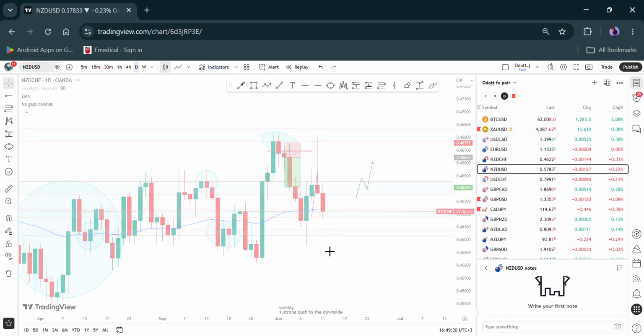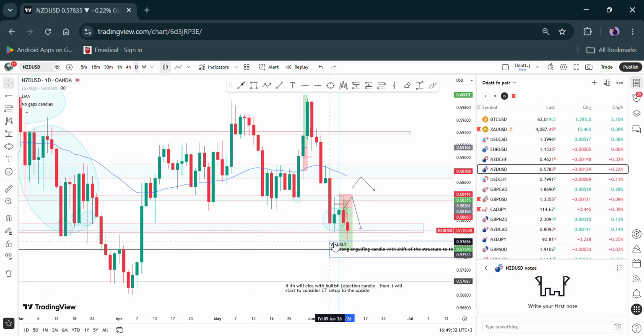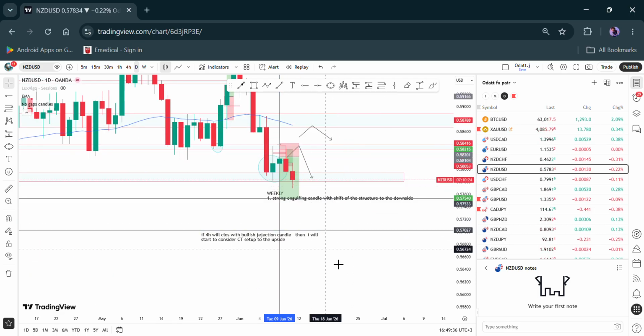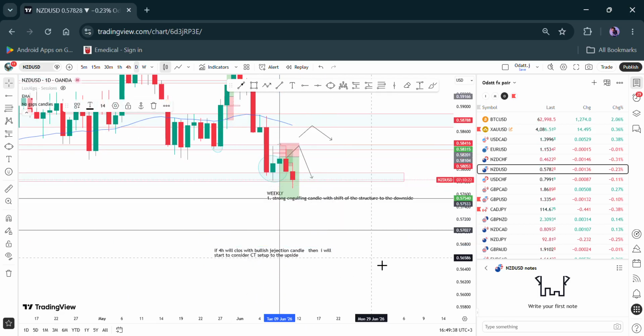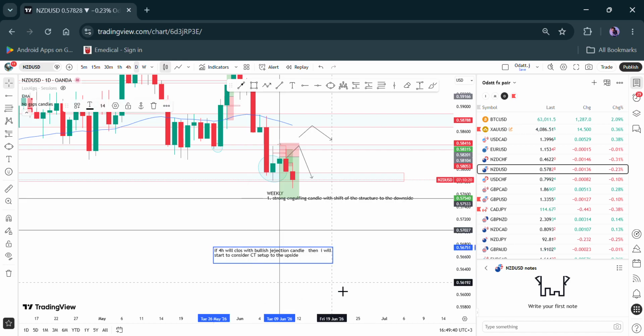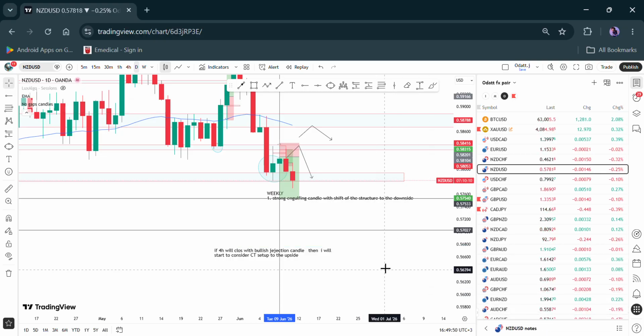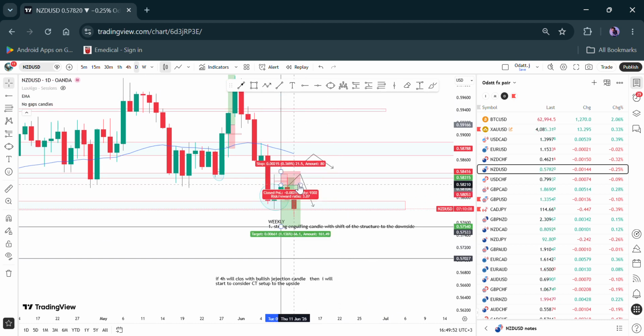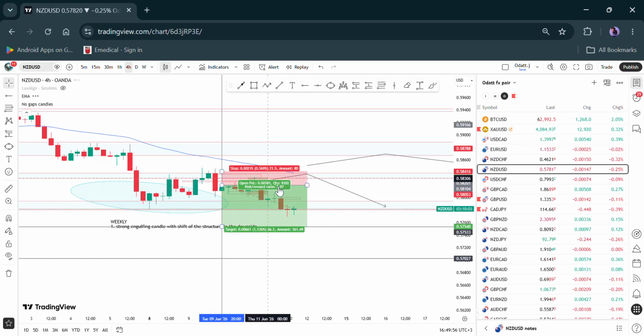So let's come to the NZD-USD. This is the trade that I managed to take. Let me explain this trade. First of all, you can see around here, this was my... I think I explained this trade in my previous video. I was anticipating taking a counter trend trade. You can see it looks ugly because I used a different approach on the market.